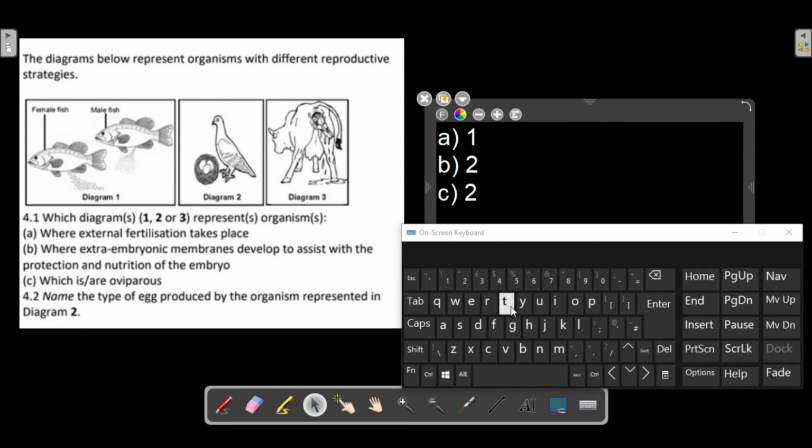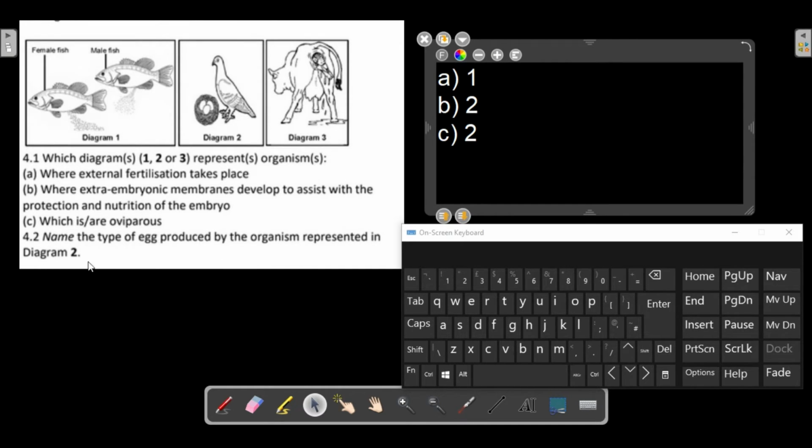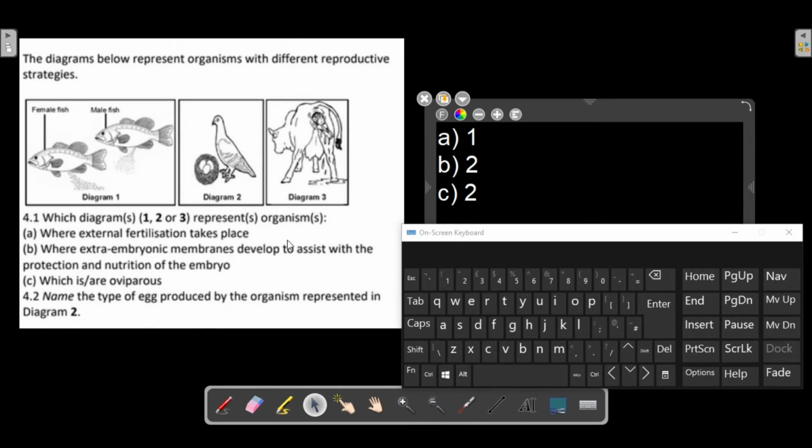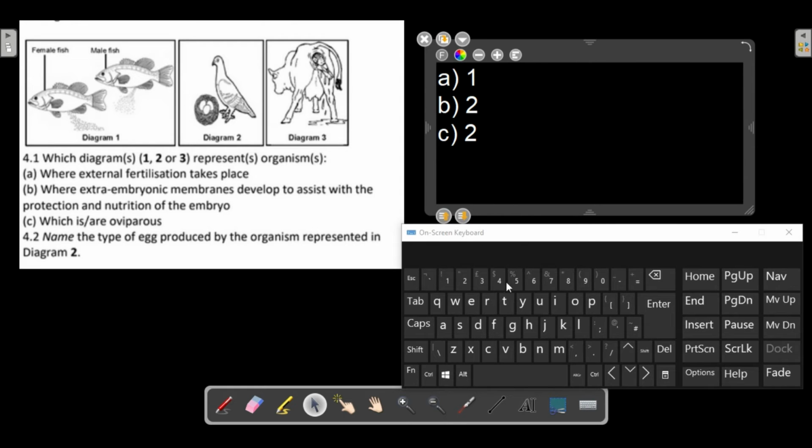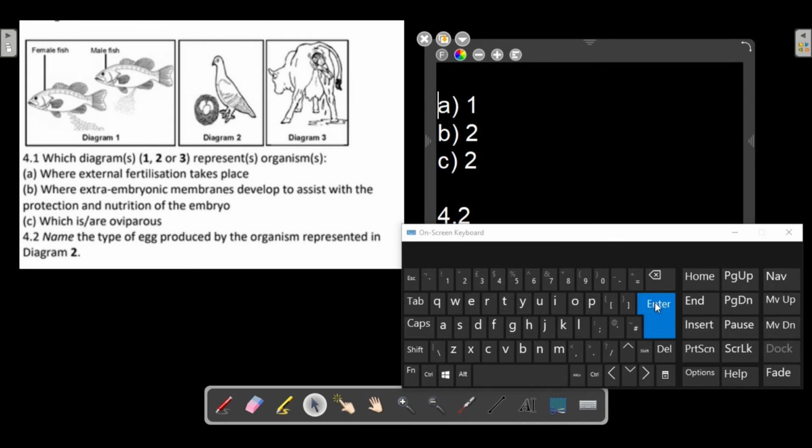Then 4.1 says, name the type of egg produced by the organism represented in diagram 2. So what type of egg is that? Sorry, this should have been 4.1. So for 4.2, that will be an amniotic egg. We call that the amniotic egg, guys.